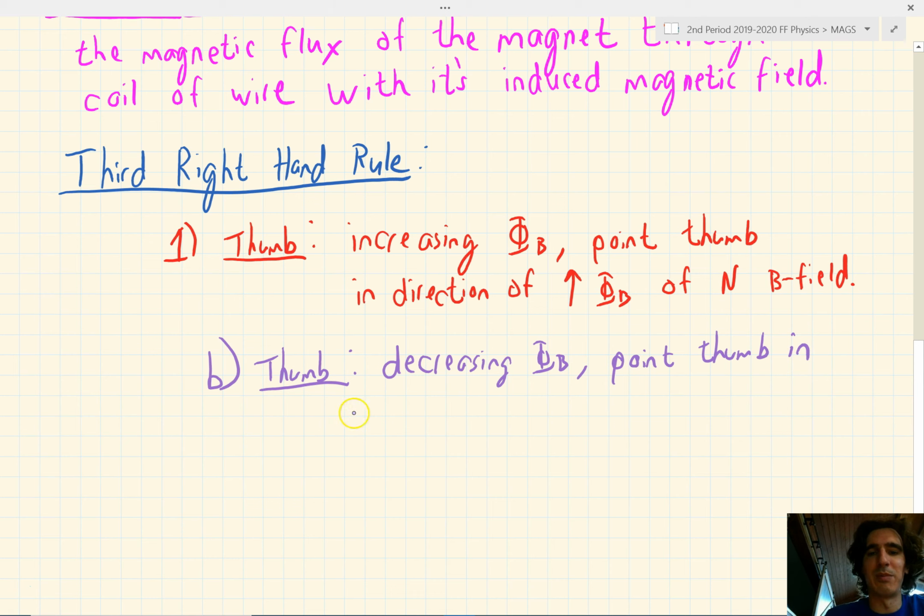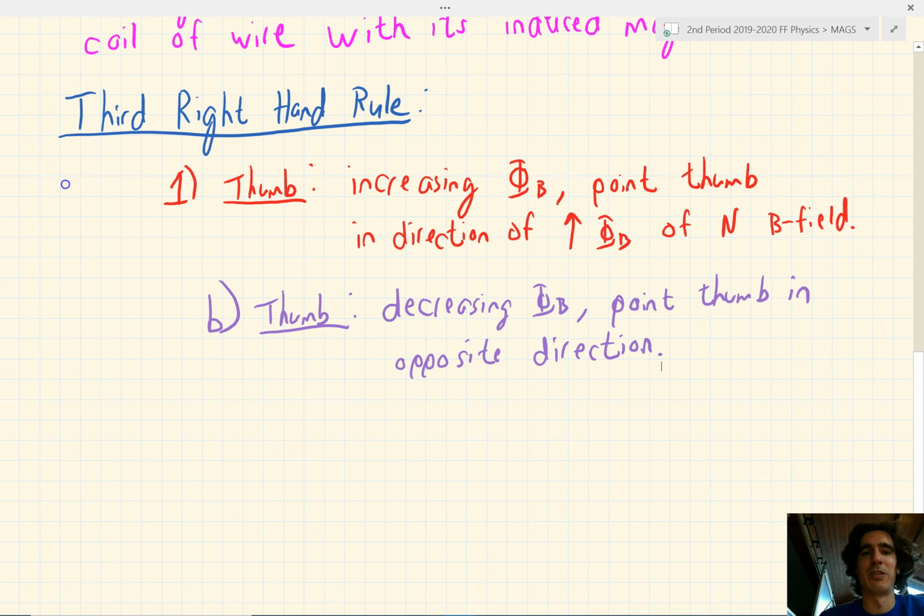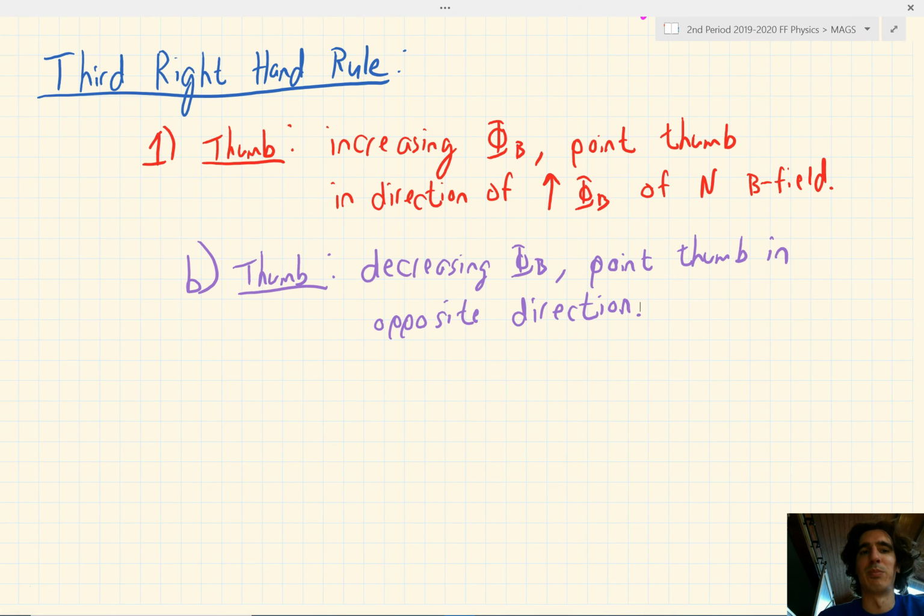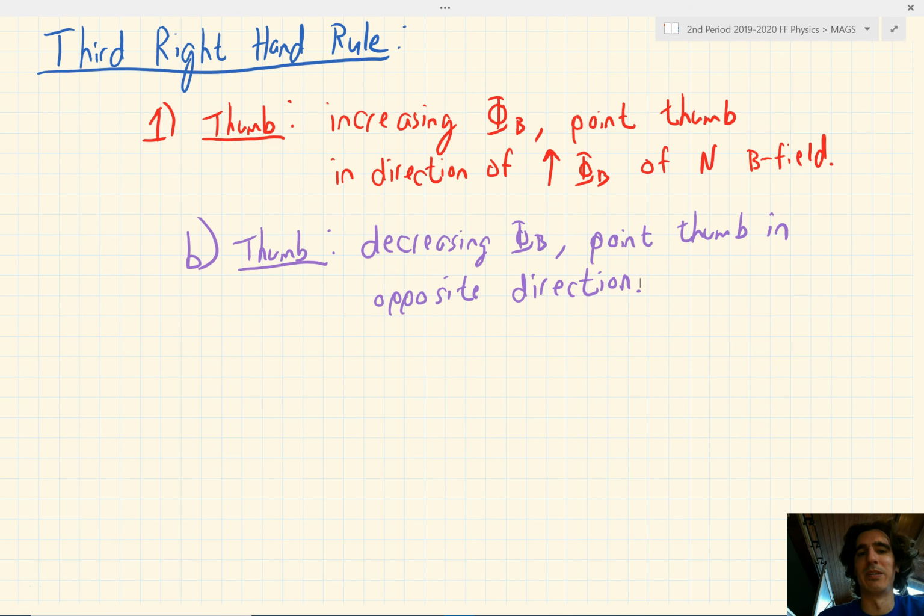So point thumb in opposite direction as above. So just to summarize, if we're putting the north end of the magnet inside a coil of wire, our thumb is going to point towards the inside of the coil of wire. If we're taking the magnet and pulling it out of the coil of wire, our thumb is going to point in the opposite direction, so away from the coil.